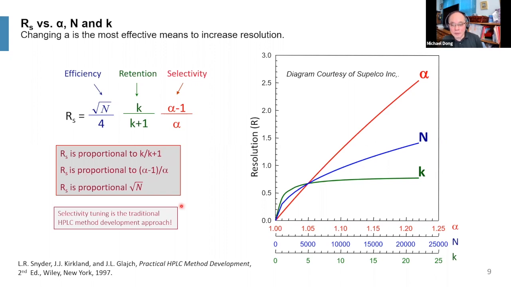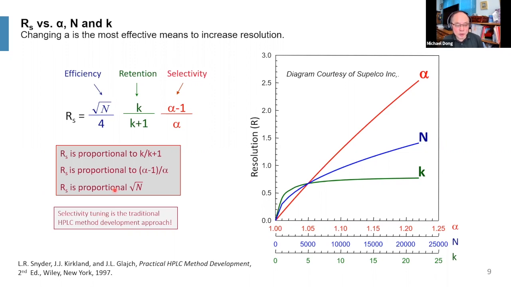Now alpha is really great, right? We say alpha has a lot of impact, right? So typically when we do method development, we do selectivity tuning. We keep changing factors until we have all the critical pairs of peaks resolved. So whether you know it or not, when you do method development, you're doing selectivity tuning. You try to change the alpha to your advantage.